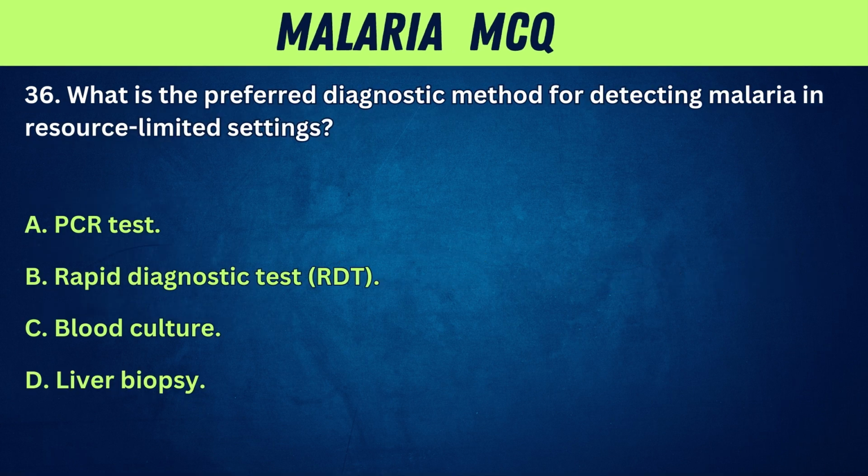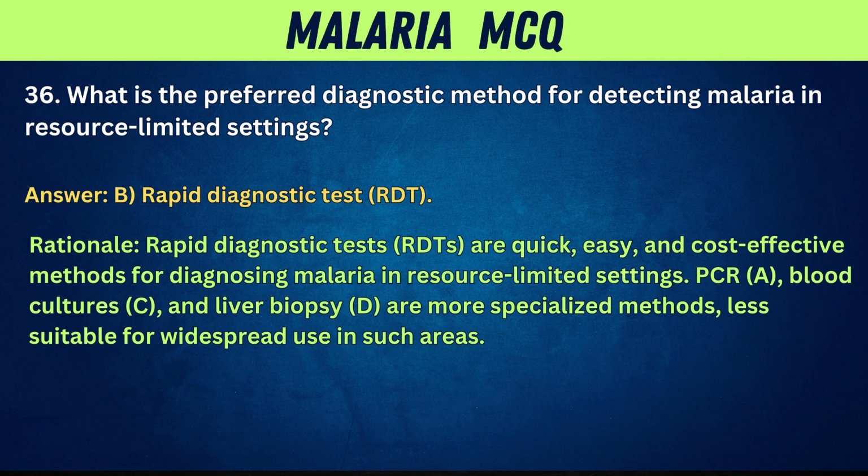36. What is the preferred diagnostic method for detecting malaria in resource-limited settings? A. PCR test. B. Rapid diagnostic test, RDT. C. Blood culture. D. Liver biopsy. Answer: B. Rapid diagnostic test, RDT.